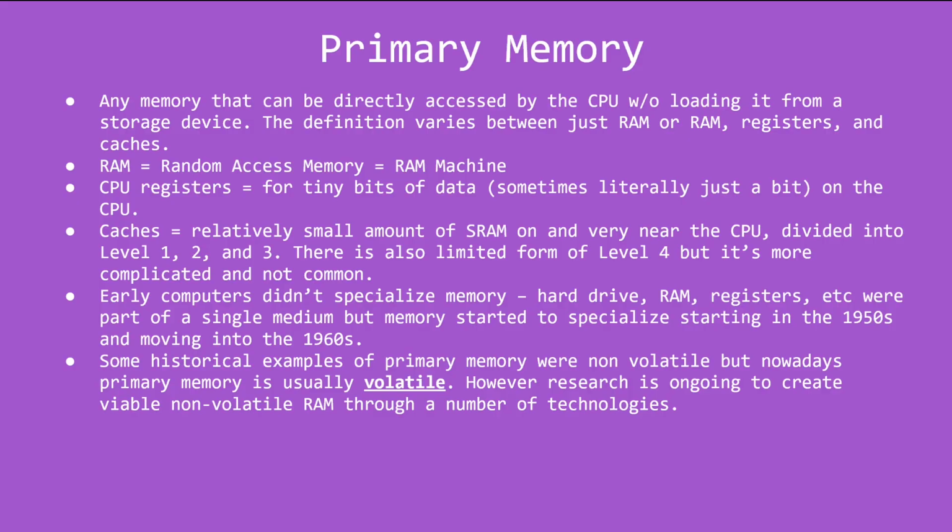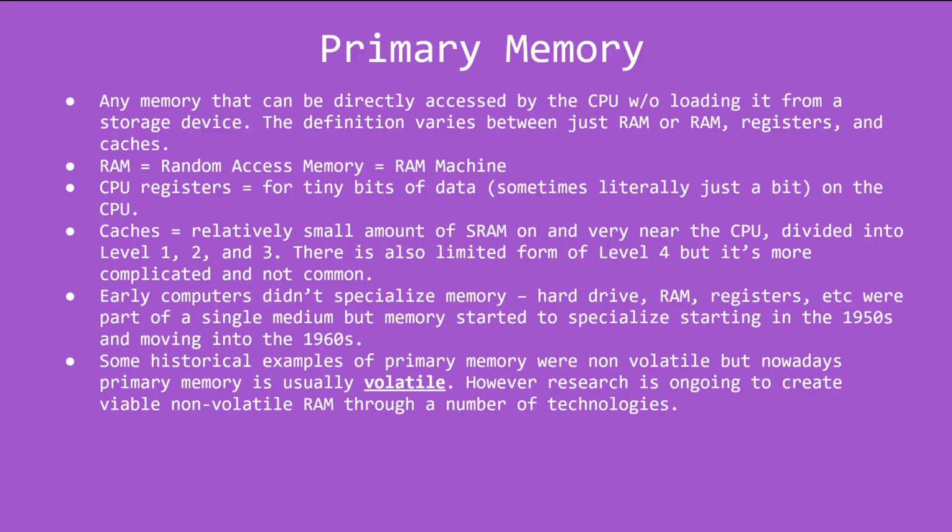Early computers, as I said, didn't really specialize memory. Memory was generally just memory. If you go to ENIAC, it was just a bunch of shift registers and flip-flops, and then everything was inputted or outputted. Memory was essentially more of a scratch pad to put in values. And then it started to specialize starting in the 1950s, moving into the 60s, so that by the time we hit the 70s, we had memory specialized between primary and secondary.